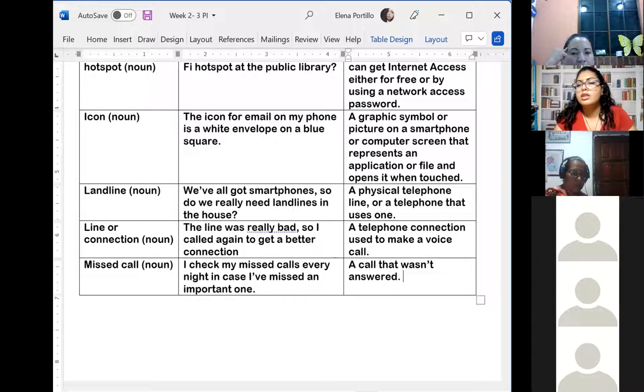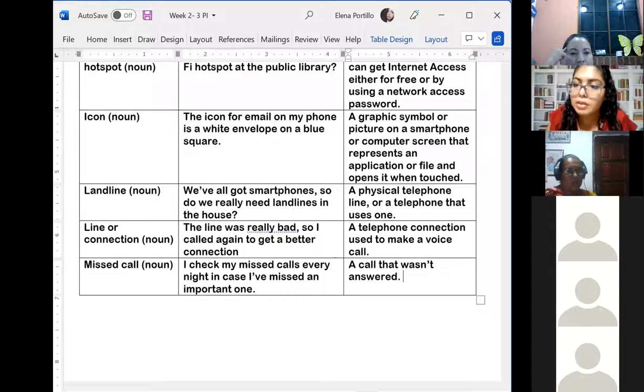So in this case, it's not necessary to explain a lot about this expression, because it is something very easy to understand. So in this case, we are talking about a call that wasn't answered.